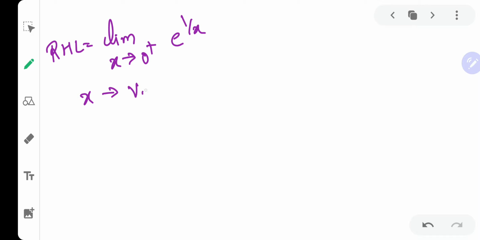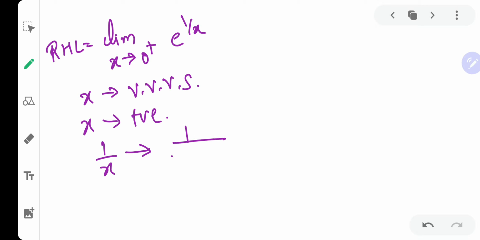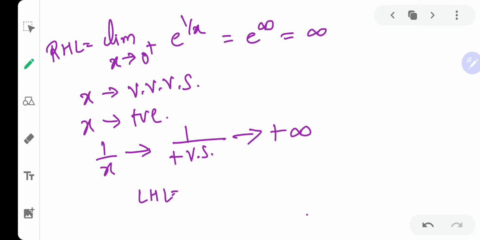x is a very small positive number. So what will 1 by x be? 1 by x will be 1 by a very small positive number. So it is tending to 1 by 0, and 1 by 0 is nothing but infinity, and there is a positive sign, hence it is tending to positive infinity. Hence the answer will be e raised to positive infinity. Now e raised to infinity, as every one of us knows, is infinity. So as you can see, LHL is 0 and RHL is infinity.